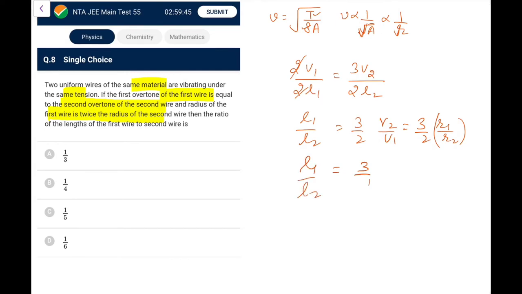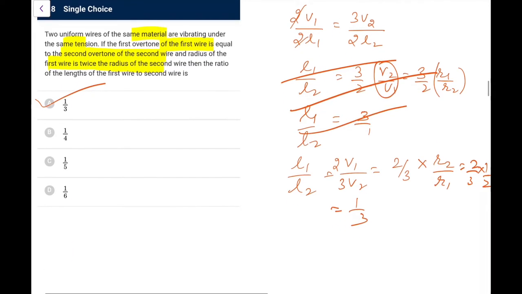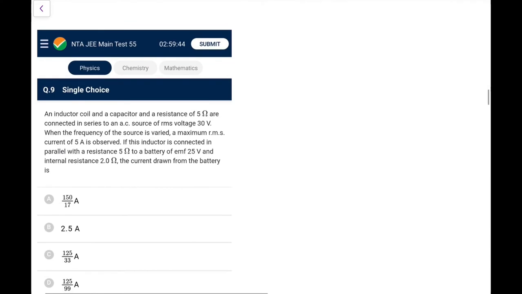So the ratio L1 is to L2, the ratio of the length of the first wire to the second wire, if I am right, I have written right or not? Okay, I have written wrong. It should be the inverse of that, so it's better I'll cancel it. L1 by L2 would be equal to V1 by 3V2, and going by this, that would be 2 by 3 of R2 by R1, and that would be 2 by 3 into 1 by 2, that is going to be 1 by 3. So it is 1 by 3. I calculated wrong. It was okay that the 3 option was not given, otherwise I would have done it negative also here.